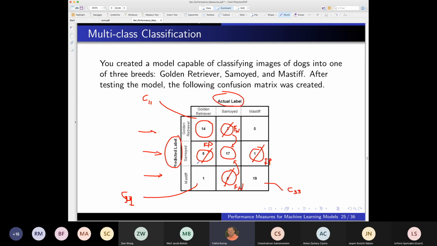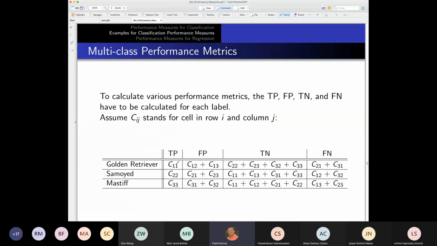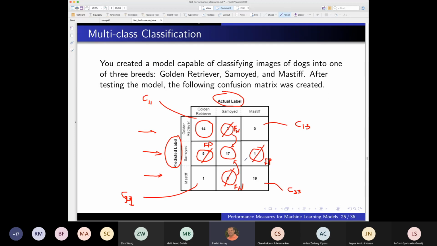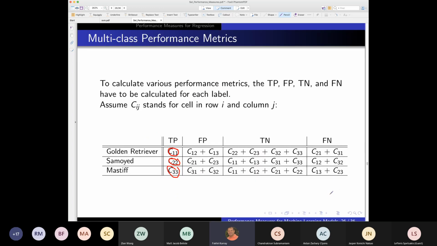So this is C21, this is C13, first row, third column. Okay, so this is how we are defining the matrix here. So for the true positive, we have C11. Okay, for the samoyeds, we have C22. For the mastiff, we have C33. So all of these ones are located here. So C11, C22 here. Okay, and this is C33. So for the true positive, we have all these particular values. So that's how we define this particular table in order for us to follow the same notation.